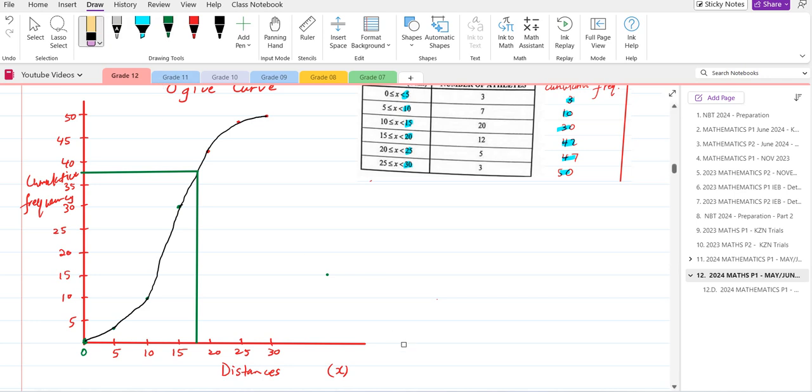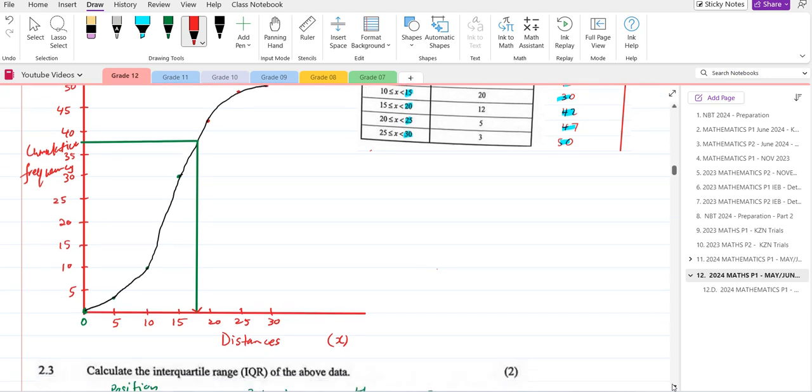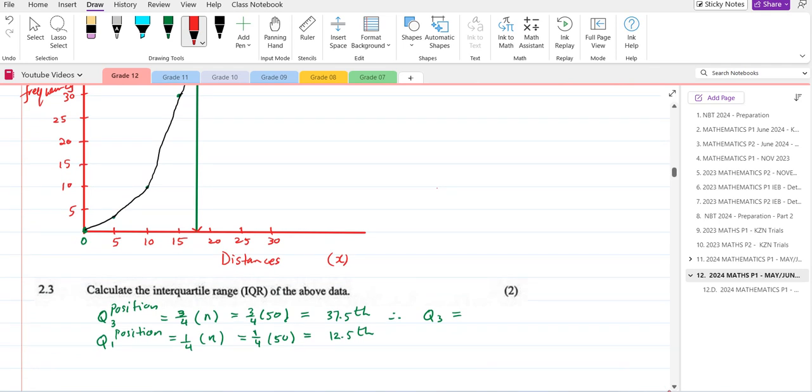Now reading off the value on the x-axis, it looks like it's in between 15 and 20. So which value can we take here? 15, 16, 17. Yeah, let's take 17. 17 or 18. Okay, you're allowed one deviation, so I'll just take 17.